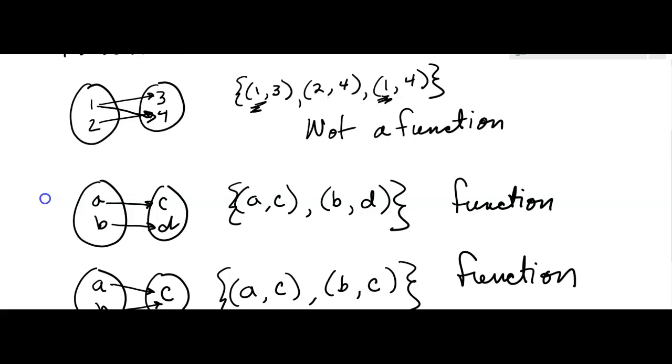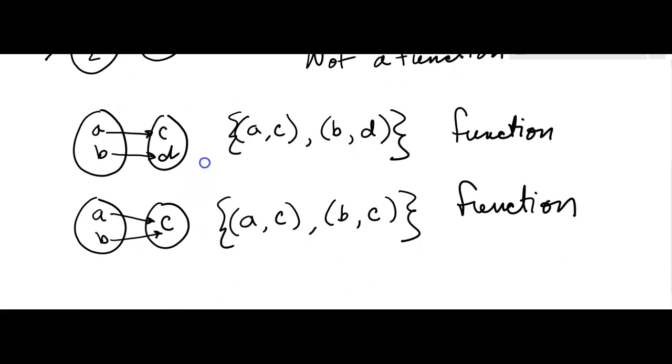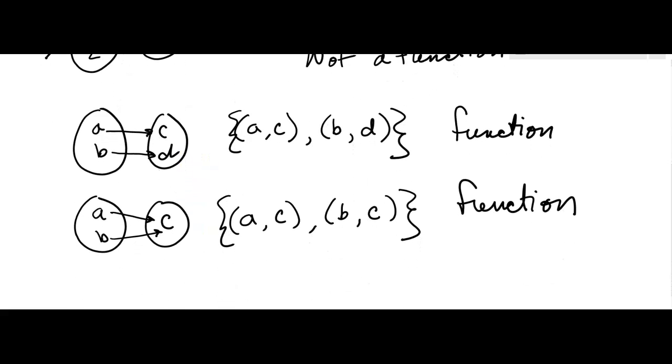Okay? So if we're saying, hey, is this a function or not a function? The first one was not a function because you had the 1 going 2 different places. But the second one was a function. We didn't repeat the A or B going to 2 different places, so it was an A here and a B here, so that's okay. And then here, the C repeated, but that's okay in the world of functions.